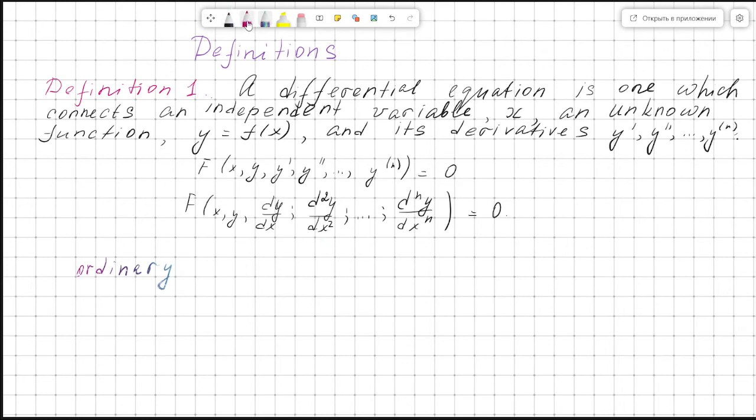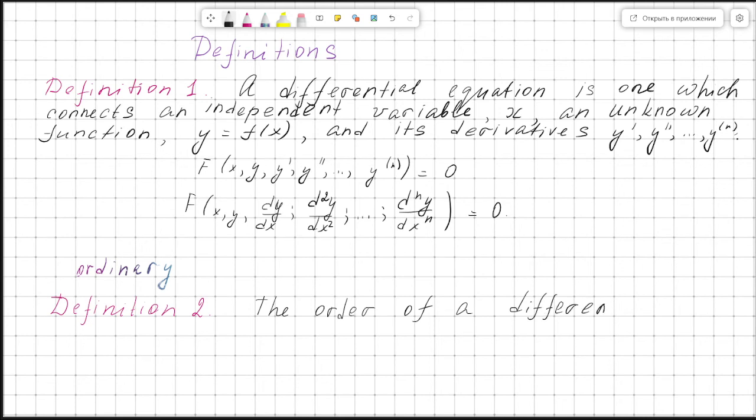Definition second. The order of a differential equation is the order of the highest derivative which appears.